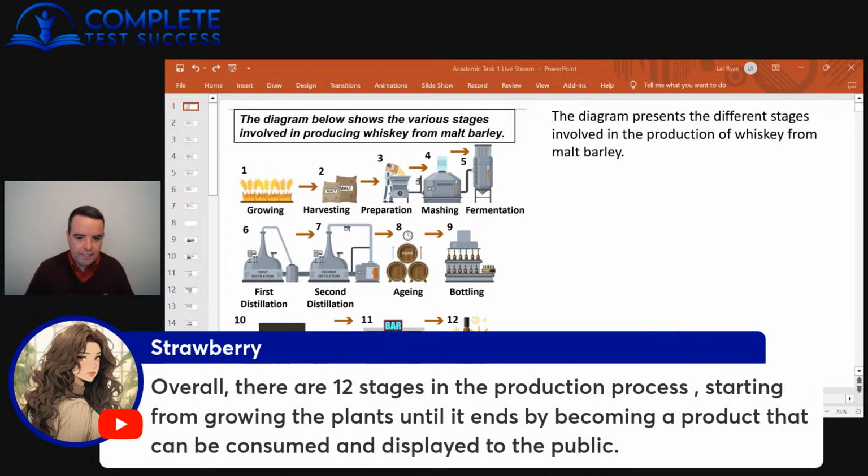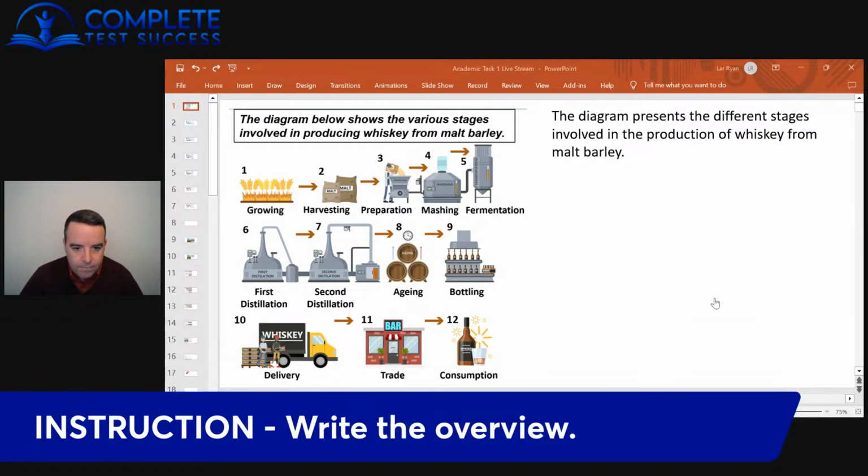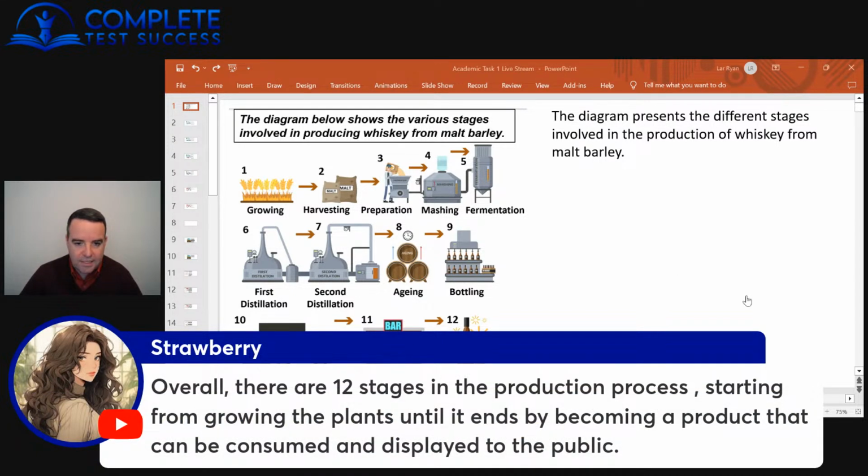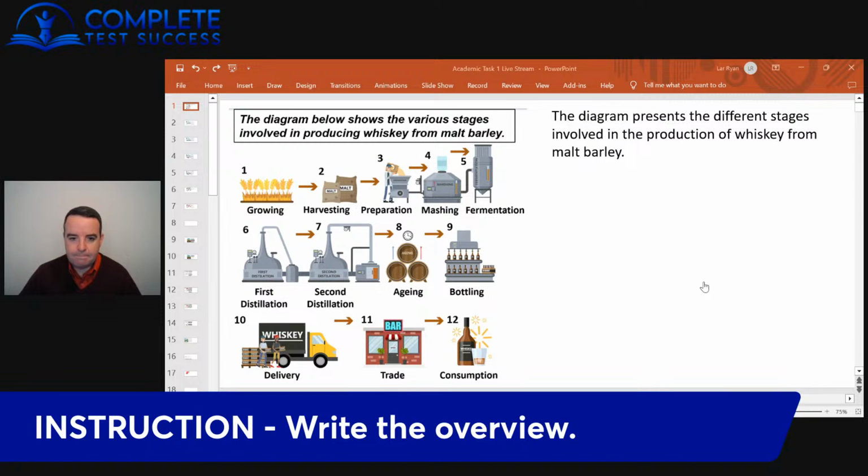Okay, and Strawberry's in quickly with the overview. Overall, there are 12 stages in the production process, starting from growing the plants until it ends by becoming a product that can be consumed and displayed to the public. I'm going to take out the displayed part because it doesn't say anything about that in the diagram.